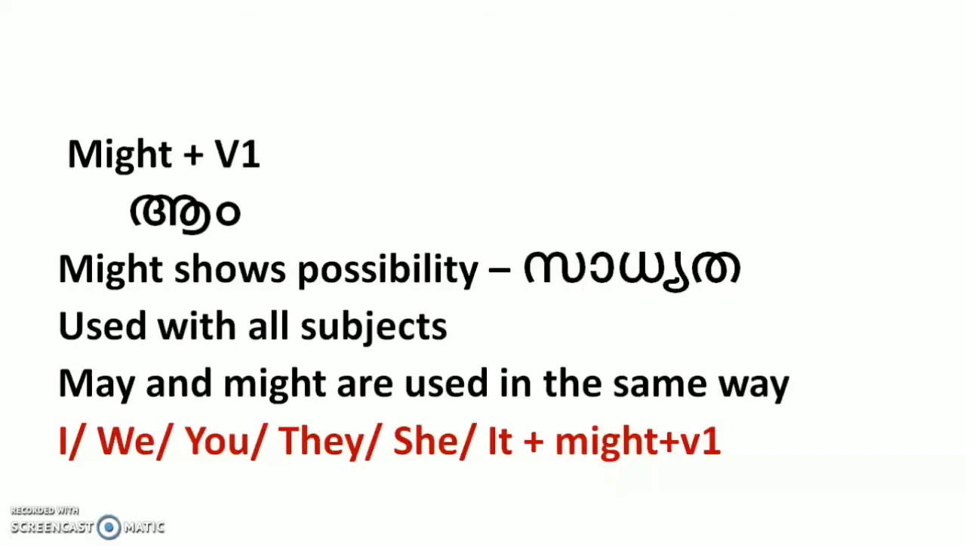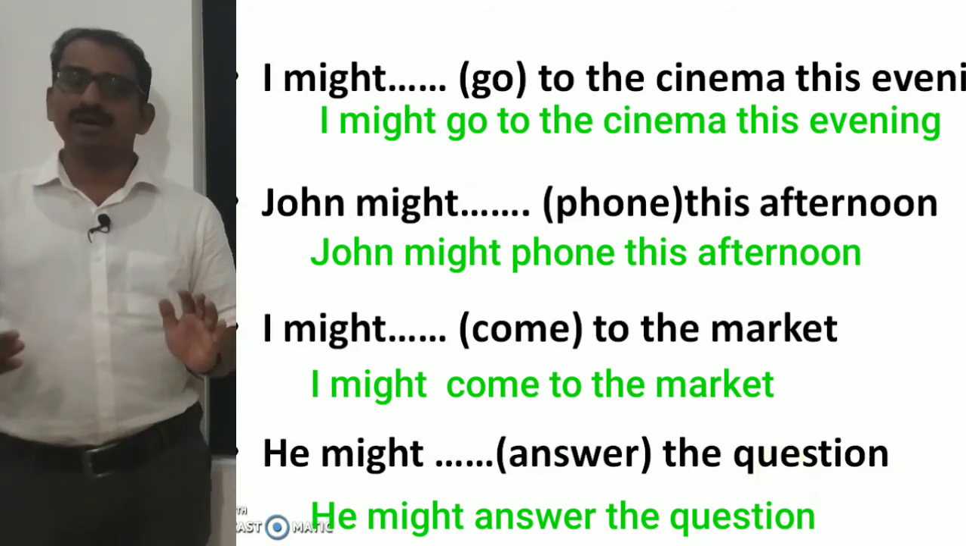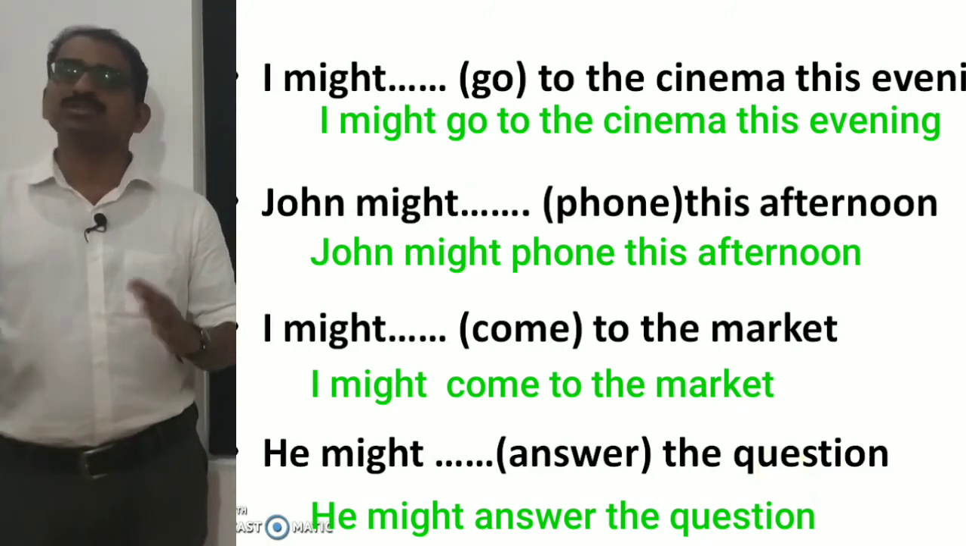Then next auxiliary is might plus V1. Might is used in the same way that we have used may. Also means arm, vannekam, poyekam, mara peydekam. That also shows possibility, and might is used with all of the subjects, whether it is singular or plural, no problem for using it. So I, we, you, they, she, it plus might plus V1. Look at the examples. I might go to the cinema this evening. ഞാൻ ഇന്ന് വൈകിട്ട് സിനിമയ്ക്ക് പോയേക്കാം. It is only a possibility.